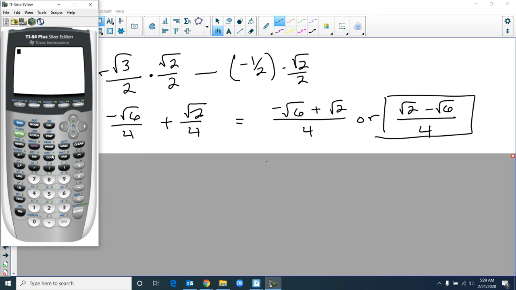If I wanted to double check it, I'd hit sine 195. Okay, negative 0.2588. And then, hold on here. If I want to type this all in at once, I have to use parentheses.